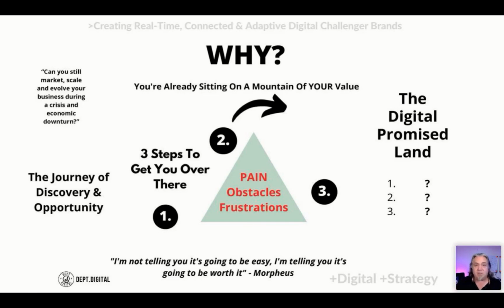We want to be able to move from step one at the beginning, overcome some pains, obstacles, and frustrations, which I'm going to get into, and then make it to the digital promised land, right? And I'd love to hear from you. If you've got fingers available on your chat, what does that digital promised land look like to you?